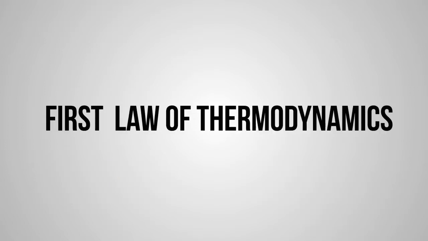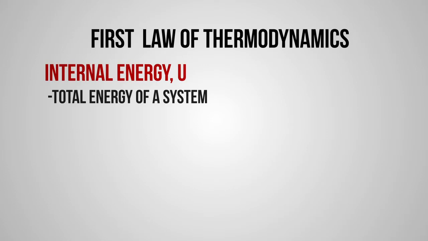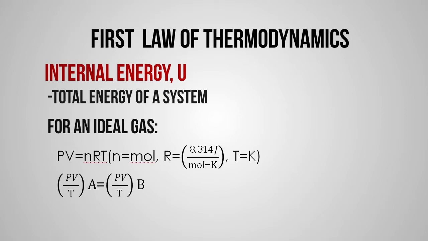First law of thermodynamics. Internal energy, U. Total energy of a system. For an ideal gas, pressure multiplied by volume is equal to nRT, where n is equal to moles, R, the gas constant, is equal to 8.314 joules over mole-K, and temperature is in K, Kelvin. PV over T is a constant, wherein P stands for pressure and V stands for volume.